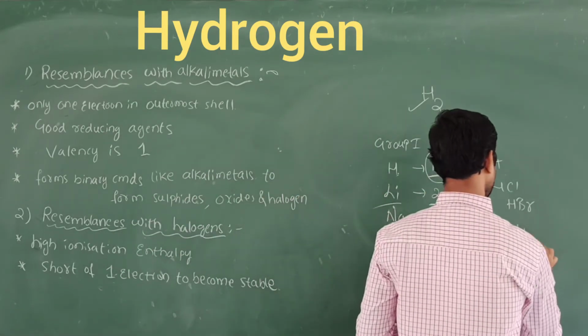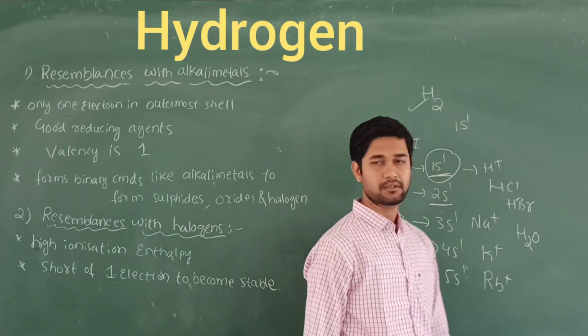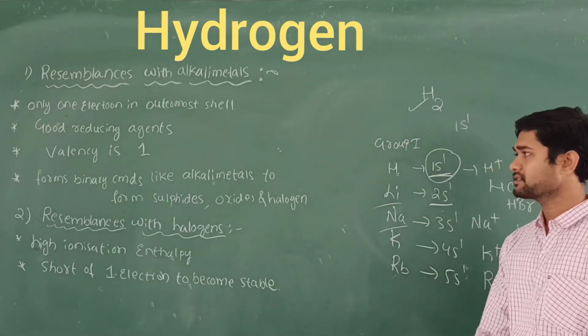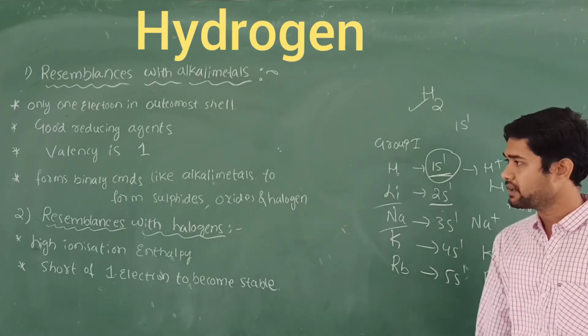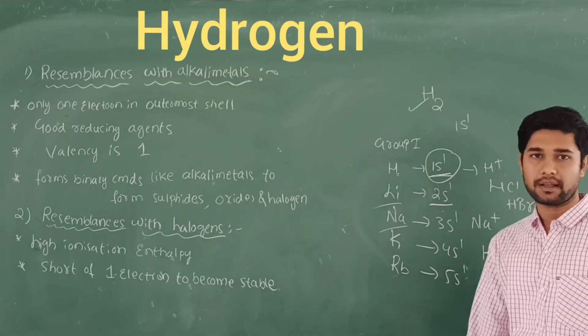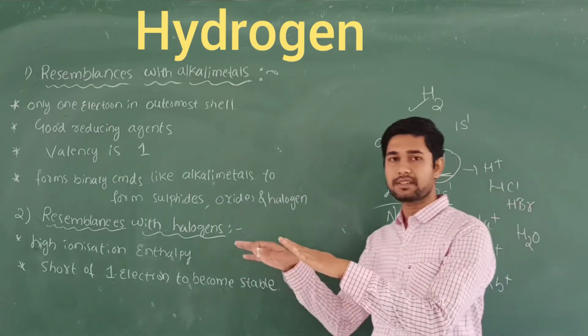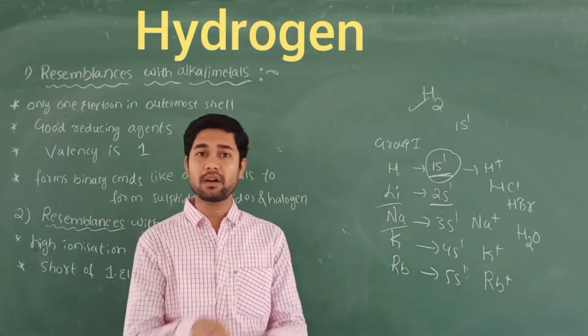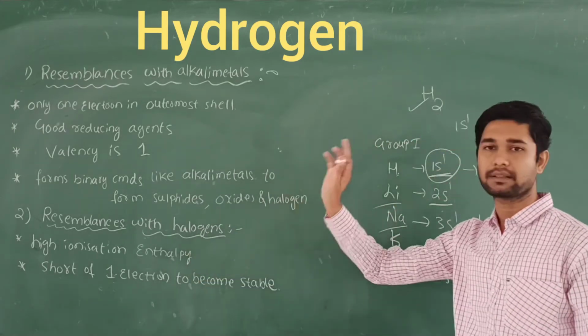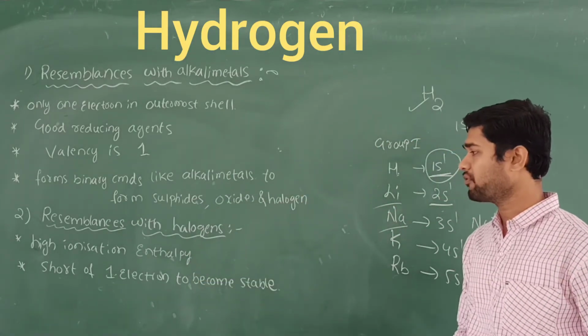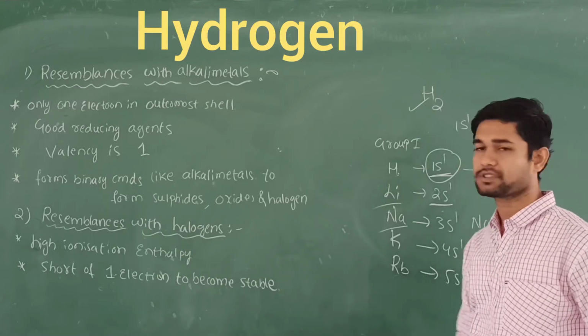That is also how we are going to do the rest of the examples here. Like this, the alkali metals form sulfides, oxides and halides. And next one, resemblance with the halogens. So hydrogen resembles the halogens. In what sense, in what manner? Let's study here: the high ionization enthalpy and being short of one electron to become stable.